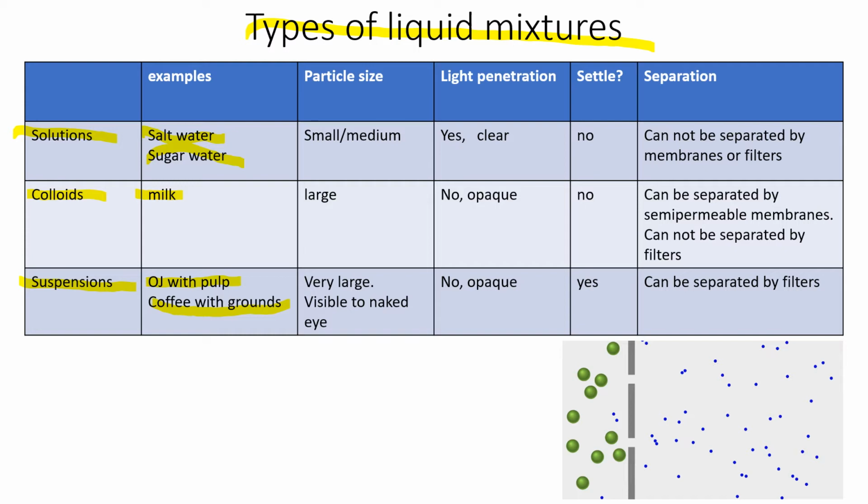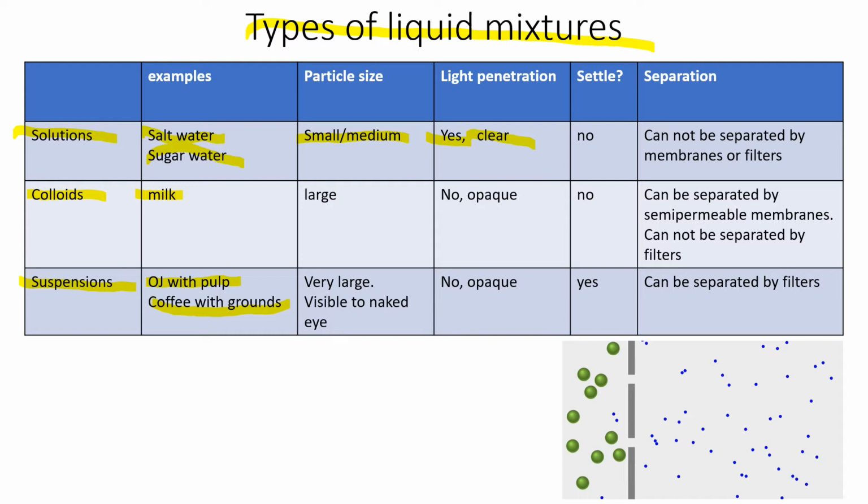So in a solution, the particle size is relatively small to medium-sized particles. And that's going to be very important in terms of those properties. So we want to look at those properties. Because the particle sizes are not very large in a solution, will light be able to penetrate it? Yes. If light can penetrate that liquid mixture, then it's going to be clear. Doesn't mean it will have to be colorless. It can still have color to it, but it will be clear.